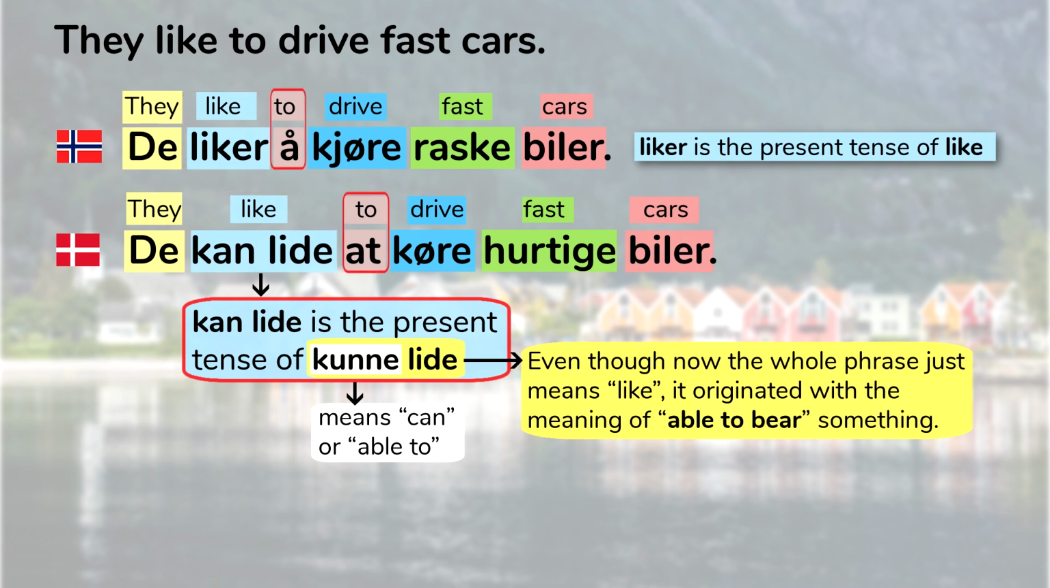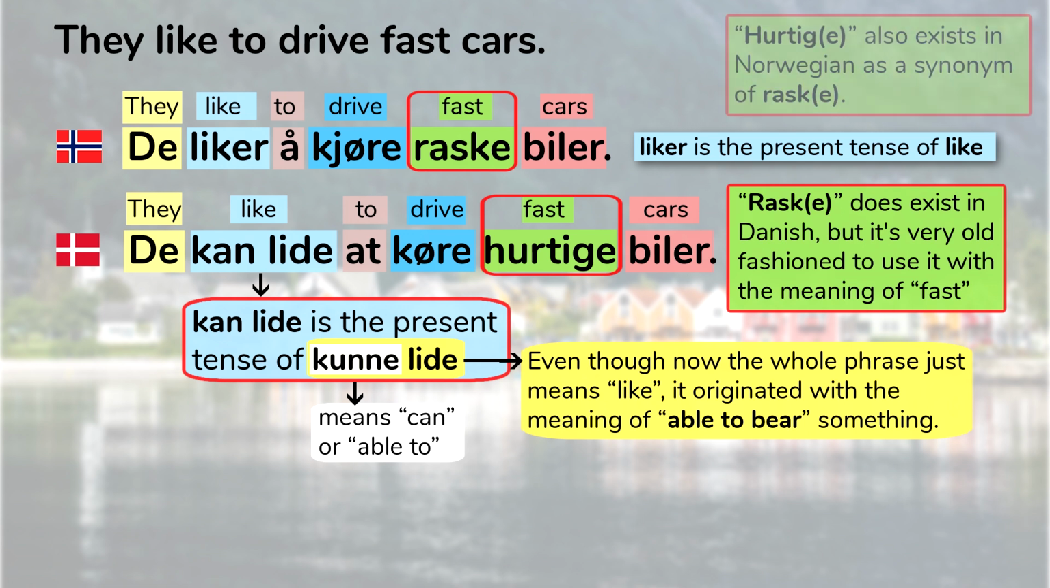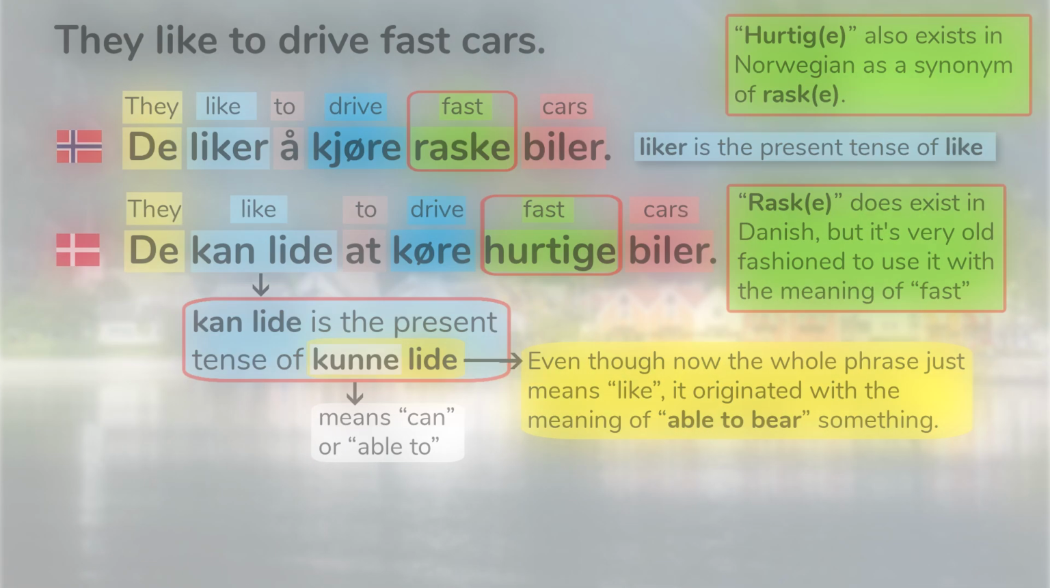Next, notice the different form of the infinitive particle, like to in English. And notice the different spelling and pronunciation of the verb meaning to drive, kjøre, køre. Next, we see different adjectives meaning fast, in Norwegian rask, and in Danish, hurtig. The word rask does exist in Danish, but it's very old-fashioned to use it with the meaning of fast. But it's still often used with the meaning of healthy. Hurtig also exists in Norwegian as a synonym of rask.